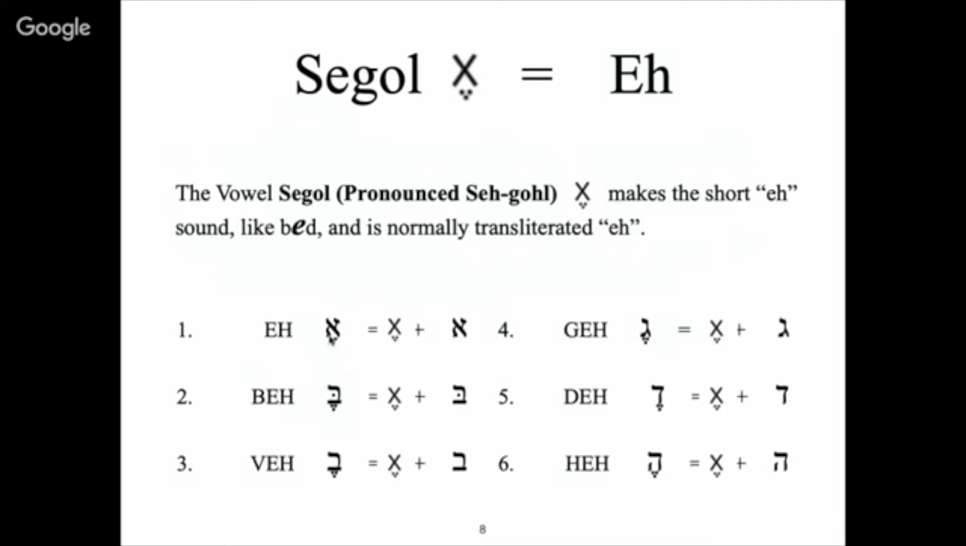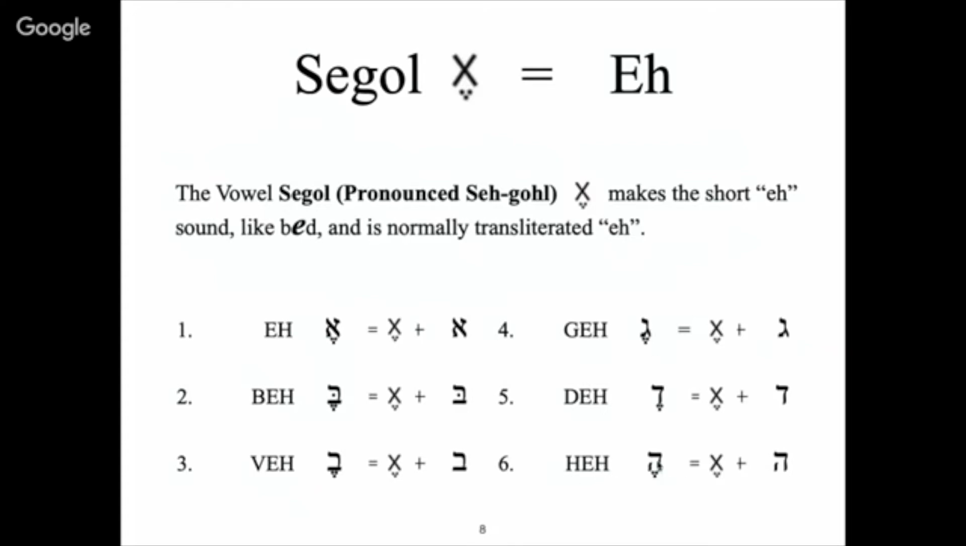So that segol is the vowel. When you add this segol to the letter, it's going to say eh. So you'll say the sound that each letter makes plus that segol sound, right? So this is be, like it says there, ve, with the gimel is ge, with the dalet is de, and with the hey is he.